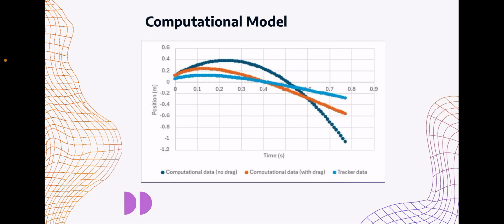The graph shows all three trajectories on the same plot: the Tracker data from the real experiment, the no-drag simulation, and then the drag simulation. You can see that the no-drag model rises higher and lands sooner, while the drag model drops off faster and lines up closer to the real path. The Tracker data clearly doesn't follow a perfect parabola, and the drag model reflects that better.